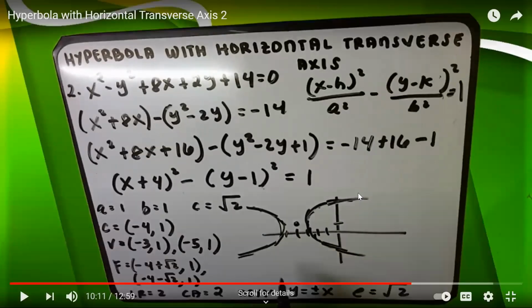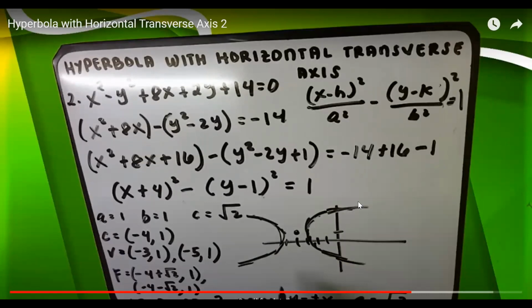So sa part na yan, dapat ma-identify nyo kung tama kayo. Kasi una, you have to plot the center. So dito, ang center natin is negative 4, 1. So 1, 2, 3, 4 sa negative side and then 1.